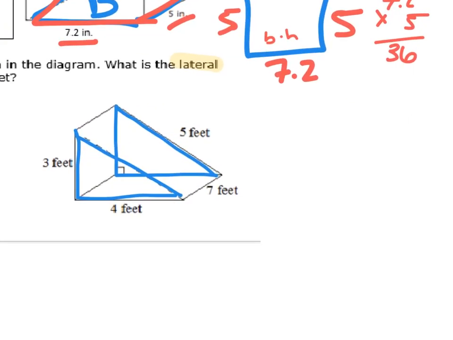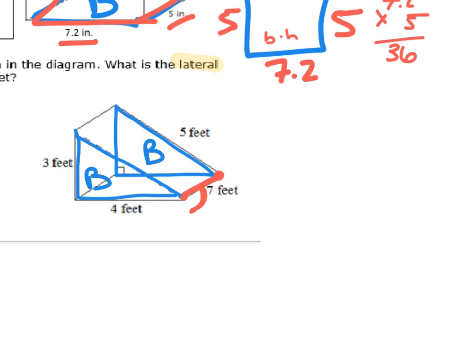So we're going to go ahead and label this base. My H is not just how tall it is, it's the distance between bases. So here's one base, here's the other. This distance between them is H.